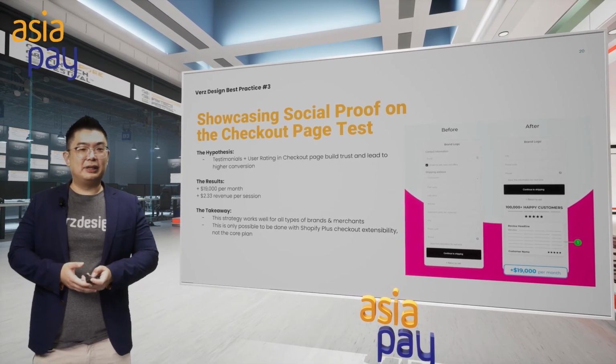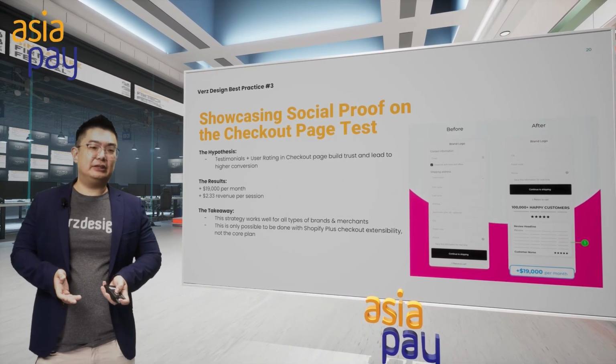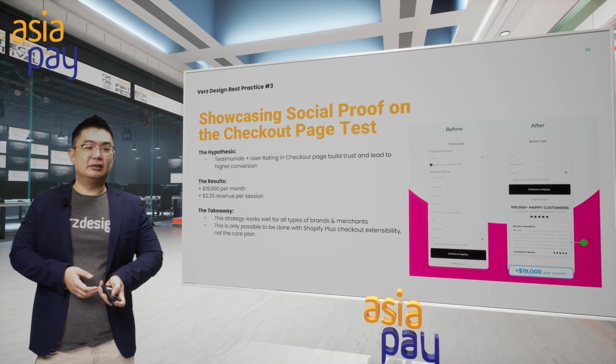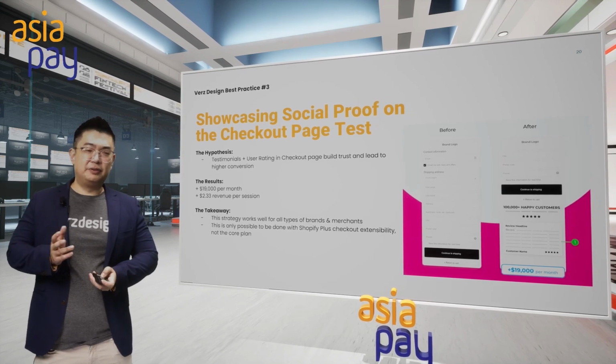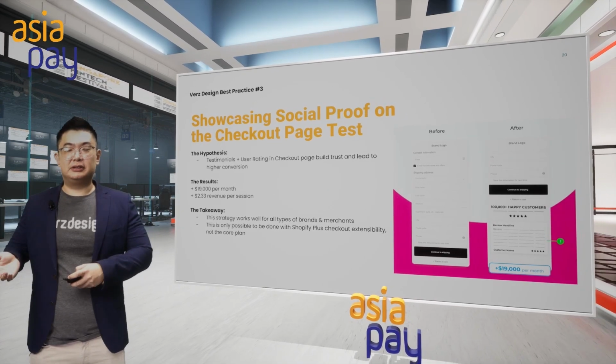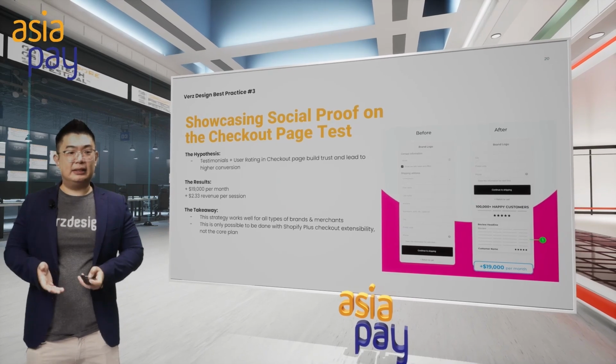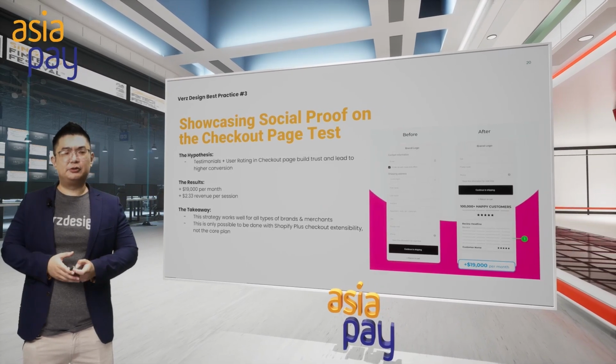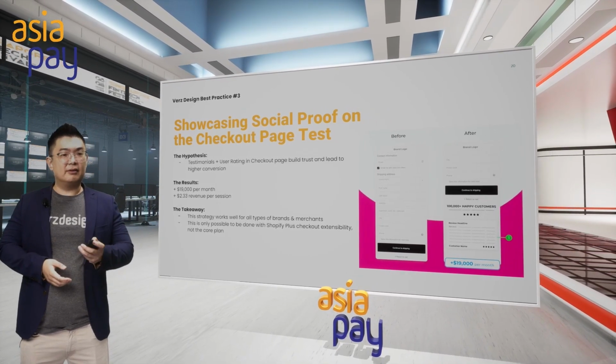And lastly, you can also always add social proof to your checkout page if you don't have it already. Typically, by adding social proof or reviews alone, you can also increase the conversion rate. So this is for our pets brand, and it increased by close to, I think, 3 to 4% per month.